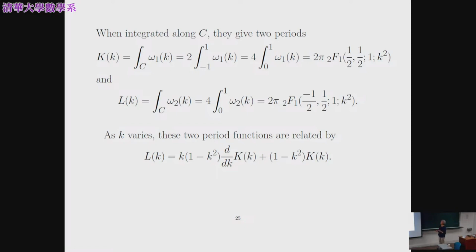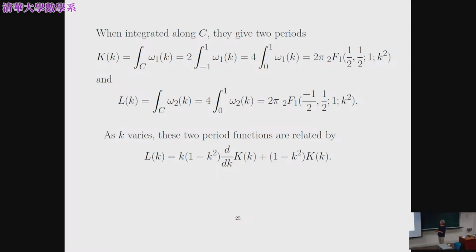So the first period has value 2F1 of (1/2, 1/2; 1; k squared), times 2 pi. The second period is 2F1 of (-1/2, 1/2; 1; k squared), also times 2 pi. So when I fix a k, I have this elliptic curve, and I come up with these two periods for that elliptic curve. Now I'm going to vary this k. As k varies, these periods become period functions.